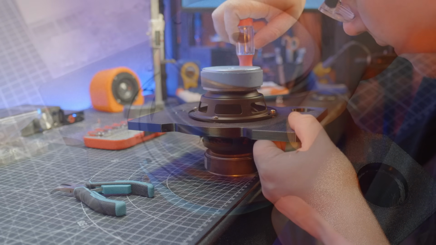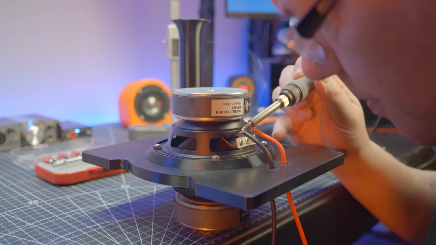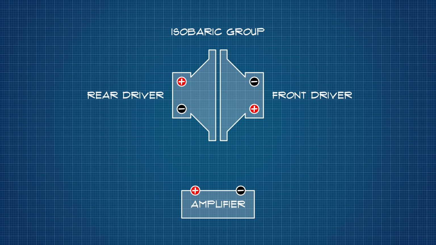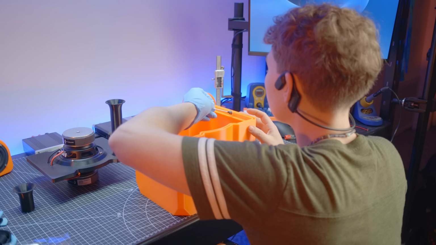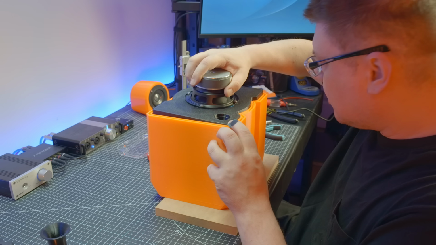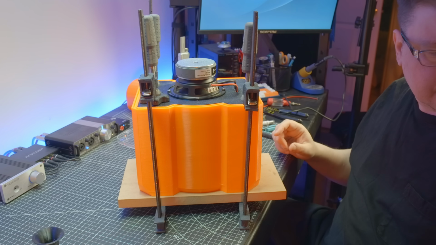There's the other one, as some of you will already have seen on X, and as we wire the push-pull ISO group, it's important to remember that the rear driver is wired in phase, while the front driver is wired out of phase. With that intact, Sophie gets to JB welding the inner ledge so that I can plop the baffle in there and give it a good squeeze over the next 24 hours.